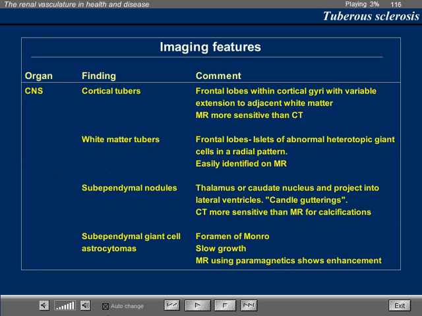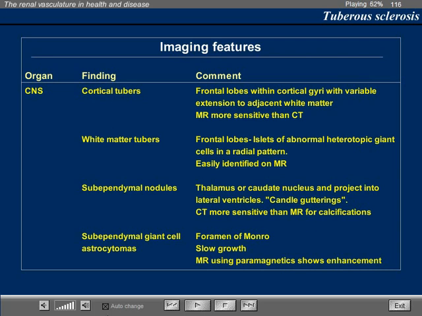In the brain, one may observe in the frontal lobes cortical tubers within the cortical gyri with variable extension to adjacent white matter. MR is more sensitive than CT for the detection of cortical tumors, and plain radiography may reveal the intracerebral calcifications. White matter tumors are seen in the frontal lobes as islets of abnormal heterotopic giant cells in a radial pattern, easily identified on MR. Subependymal nodules are observed in the thalamus or caudate nucleus and project into lateral ventricles.